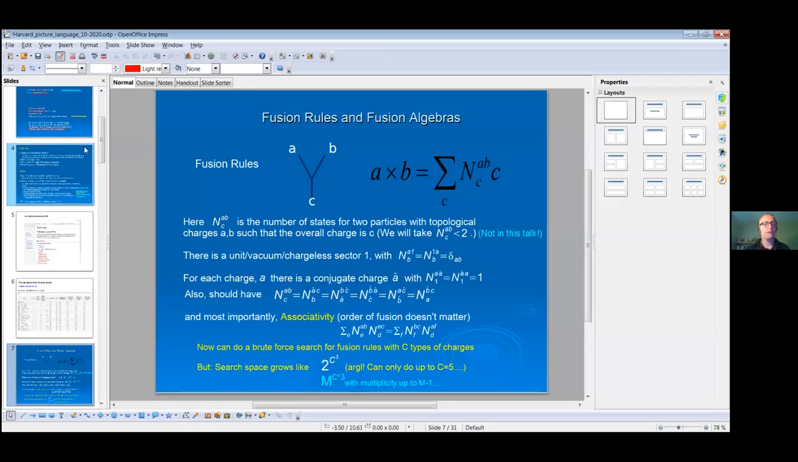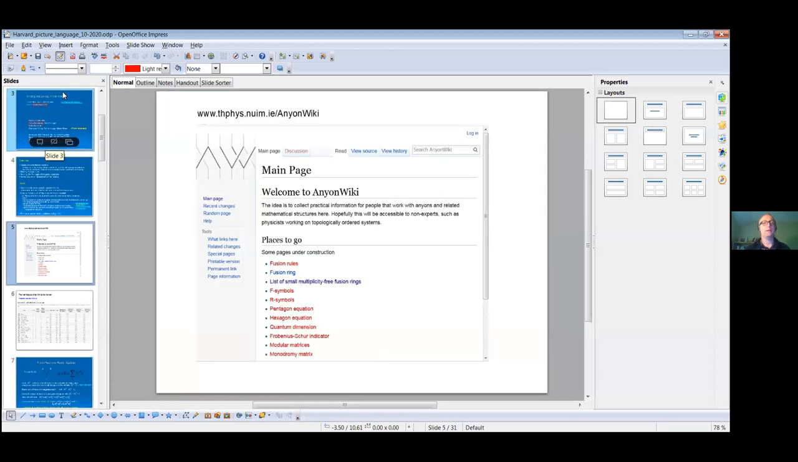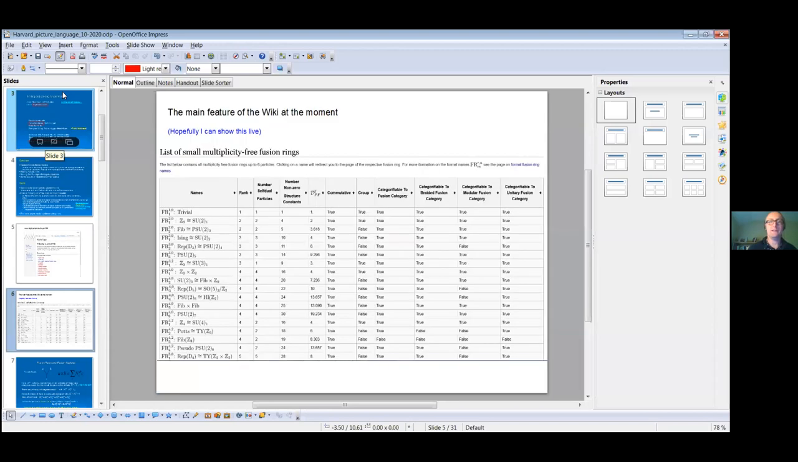Not sure I haven't skipped anything. Yeah, okay, that was the Anion wiki plug.